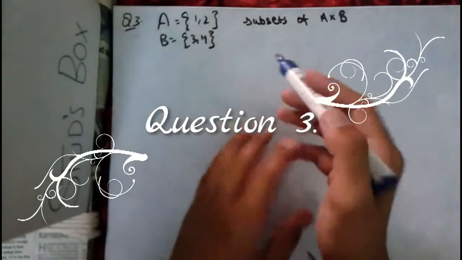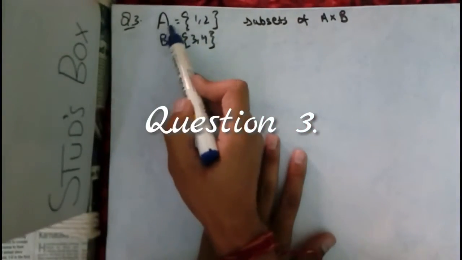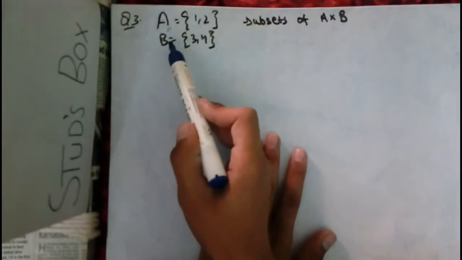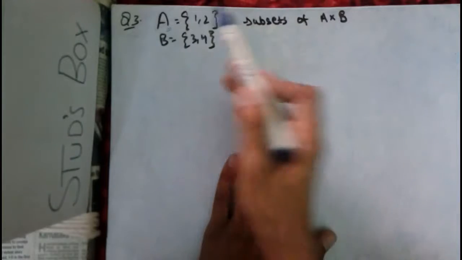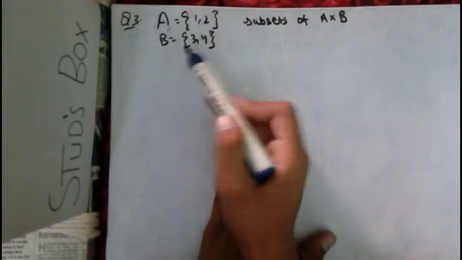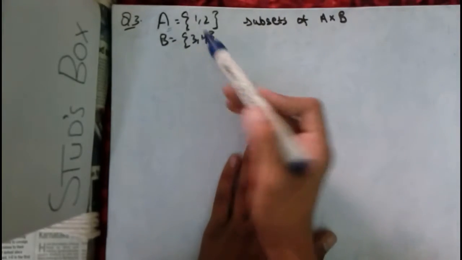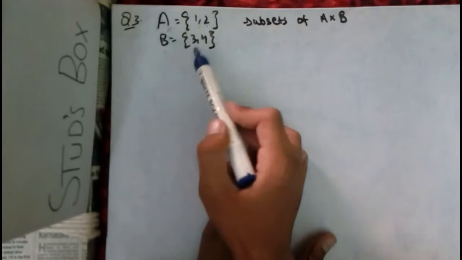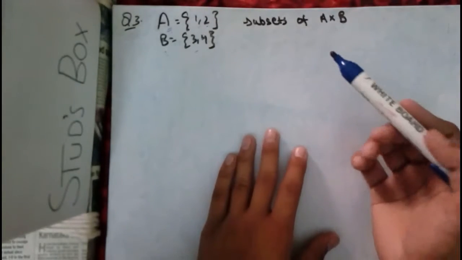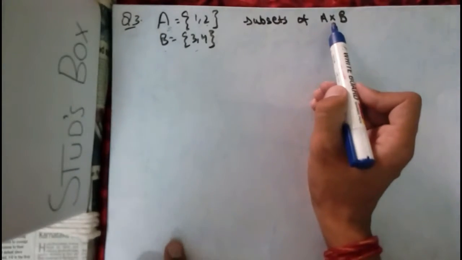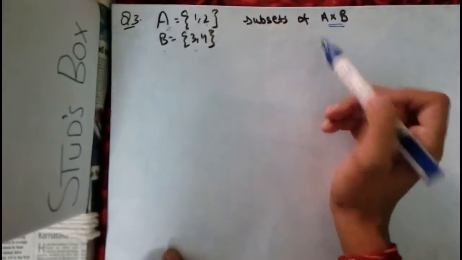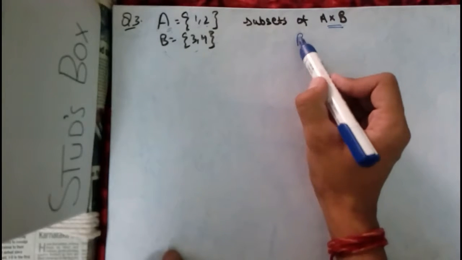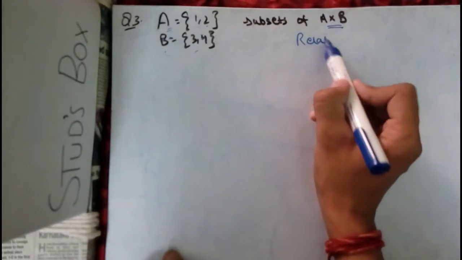We have another question here in which a set A is given and it has elements 1 and 2. Sorry, not respectively, because they can be in any order. That doesn't matter in a set. So A has 1, 2 as its elements, and B has 3, 4 as its elements. And we have to find subsets of A cross B. We know that a subset of A cross B is called a relation.